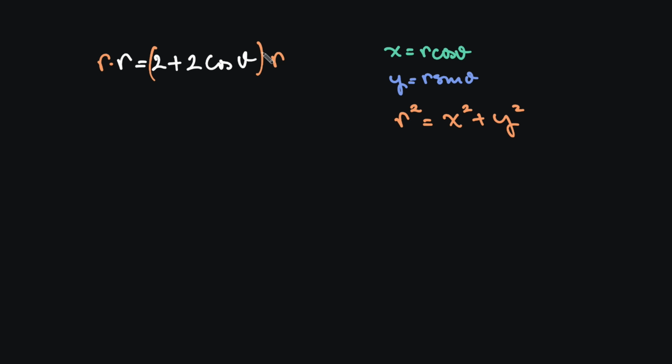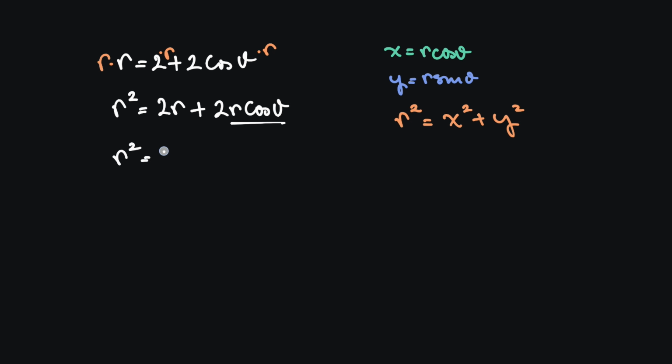You can do it like this, or probably you remember this from algebra, you multiply by this, and you multiply by the second term also. So r times r is going to be r squared. So r squared is going to be equal to 2r plus 2 times r cosine of theta. I'm just reorganizing. Okay, and we know that r cosine theta is equal to x, so we can change it by x. So r squared is going to be equal to 2 times r plus 2x, right?